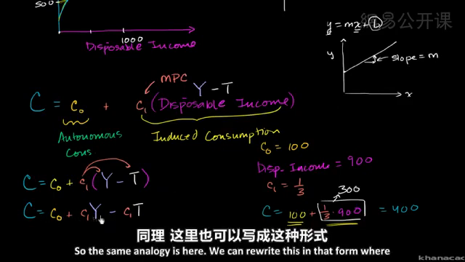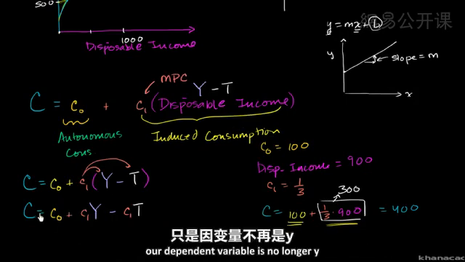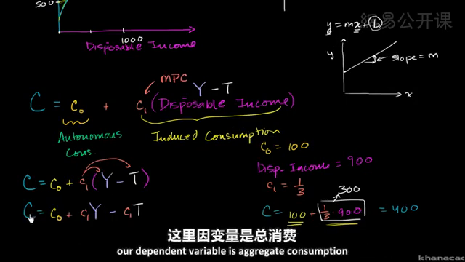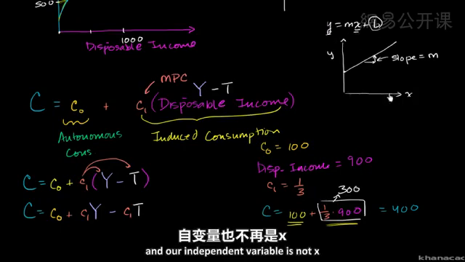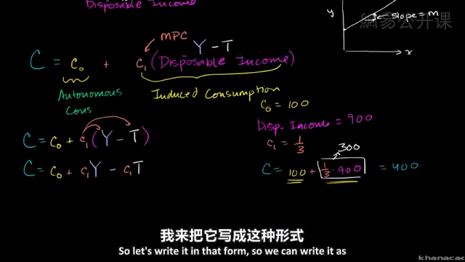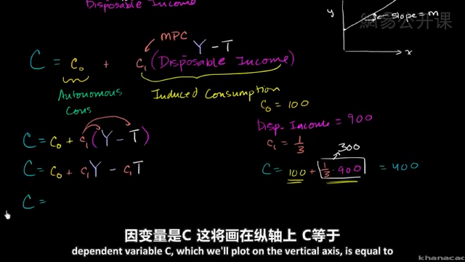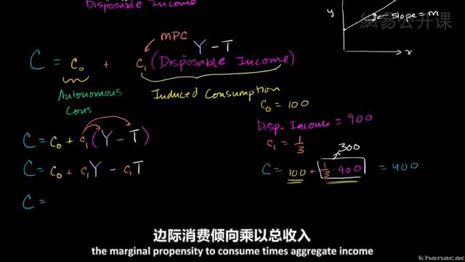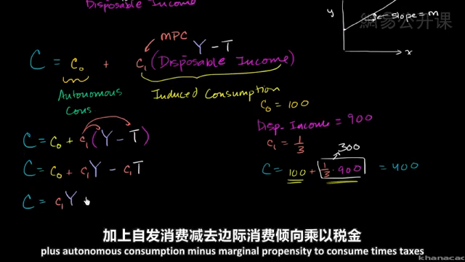So the same analogy is here. We can rewrite this in that form where our dependent variable is no longer y. Our dependent variable is aggregate consumption, and our independent variable is not x. It is aggregate income. So let's write it in that form. We can write it as dependent variable C, which we'll plot on the vertical axis, is equal to the marginal propensity to consume times aggregate income, plus autonomous consumption, minus marginal propensity to consume times taxes.